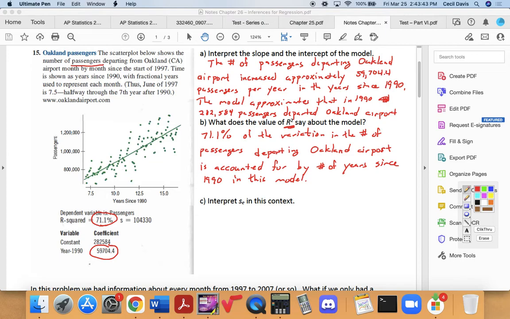So it's very important. The variation in the number of passengers is accounted for by what other variable? The years, the variation of the years. So you could say by the variation in the number of years. So basically, in this model, neither one of them is totally correct. They're both varying a little bit. Well, they both vary.